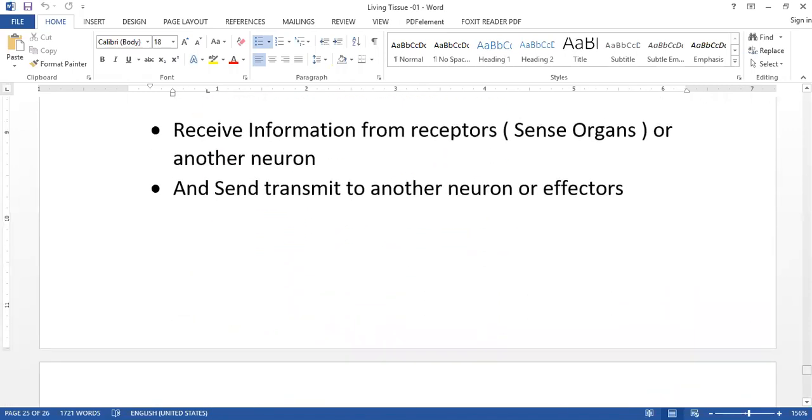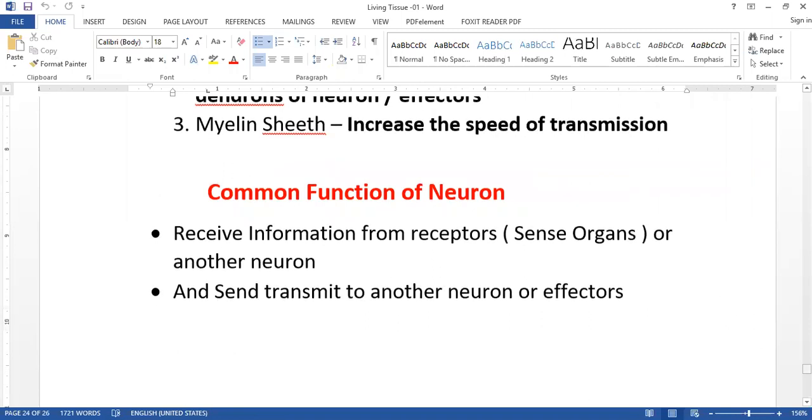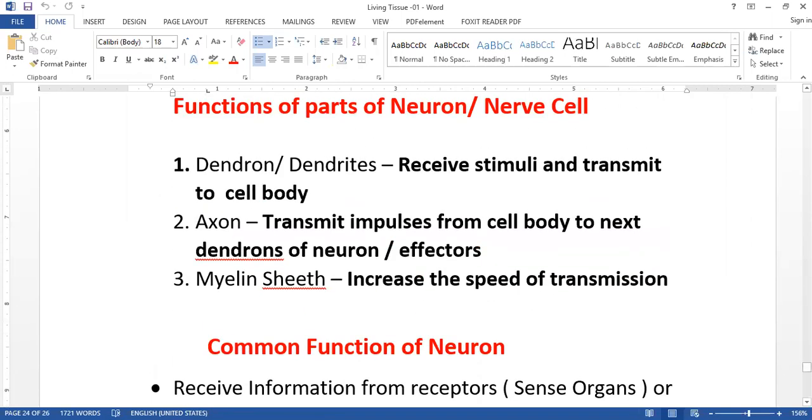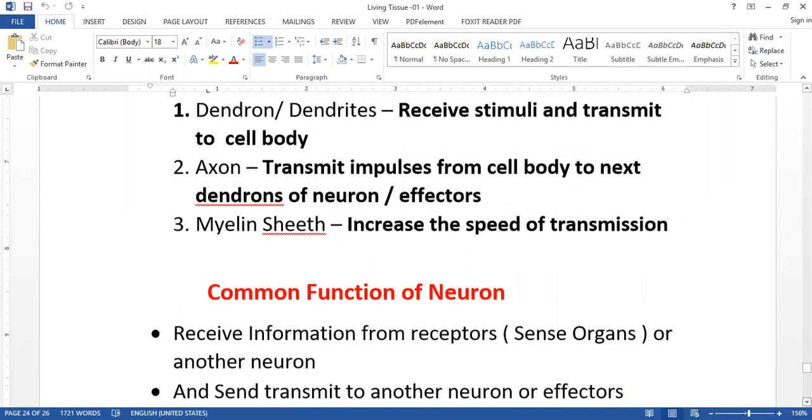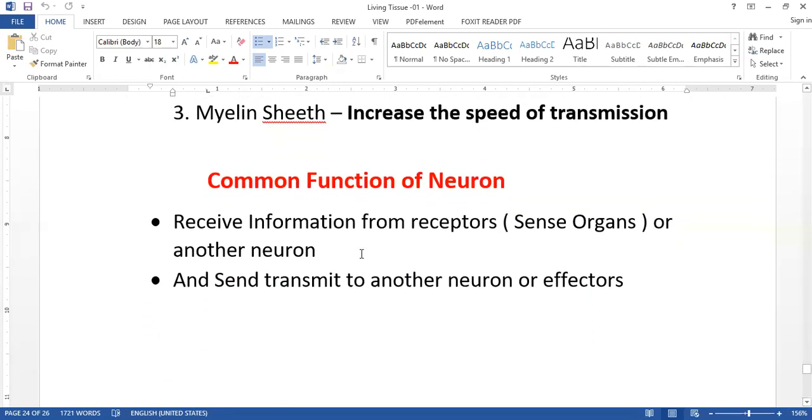This is the nerve cell. These are the common nerve cell, and this is the common function of the neuron. If they ask the function of the neuron: receive information from receptors. Receptors are sense organs. What are the sense organs? We know skin, nose, mouth, ear, and finally tongue. Or from another neuron. If it's starting first, it will be received by a receptor, which means a sense organ.